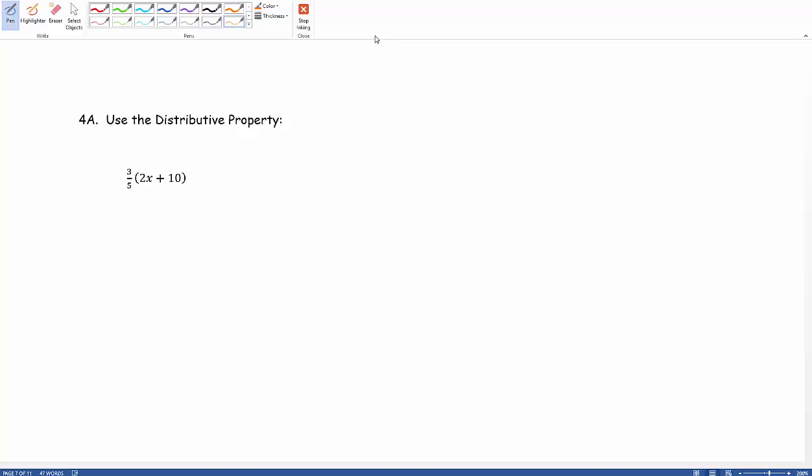Here we are at problem 4a from our target 2. We're asked to use the distributive property to simplify this out. Now, before we actually dive into this, I'd like to do a little bit of a side problem here, just to get us acclimated to what's actually happening here for problem 4a.